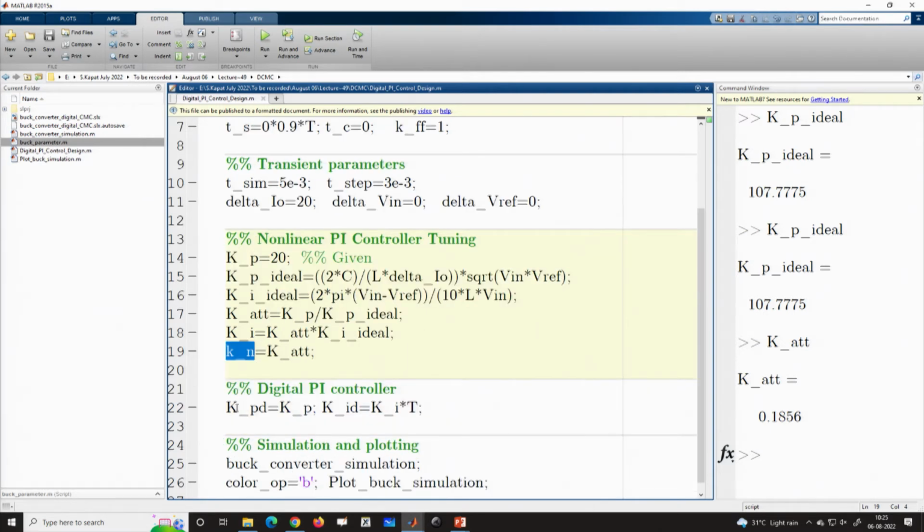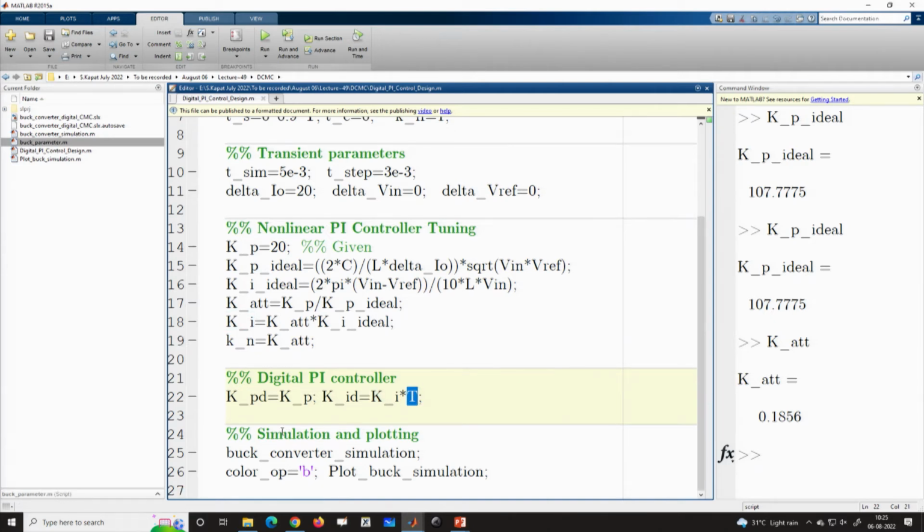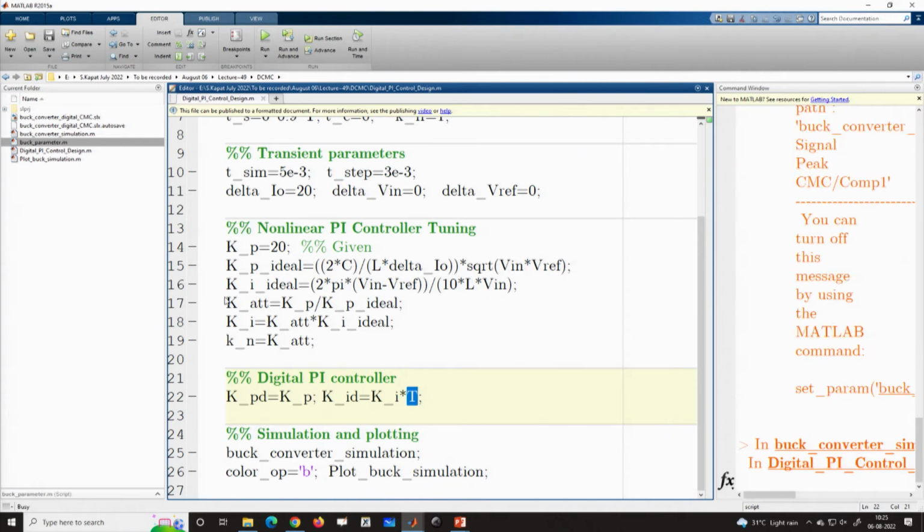After all this, we have converted, and the current loop is analog. So, the proportional gain in discrete time is the same as the continuous time proportional gain, and the discrete time integral gain is nothing but the continuous time integral gain times the sampling time, which is the same as the switching period, because we are taking one sample per cycle. Now, we want to run the simulation and see the effect.